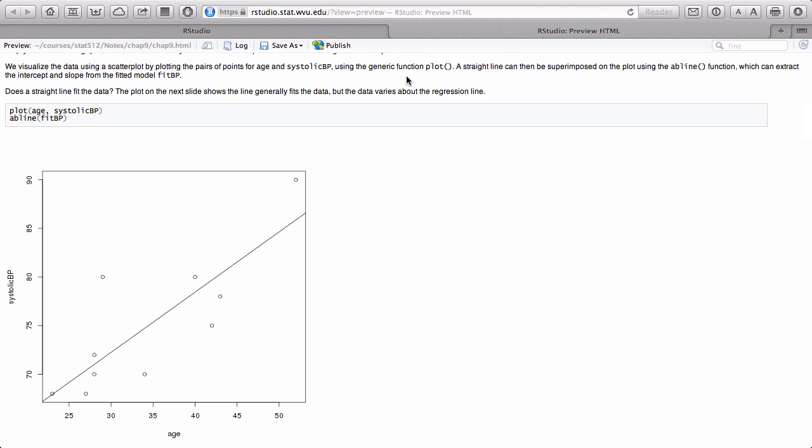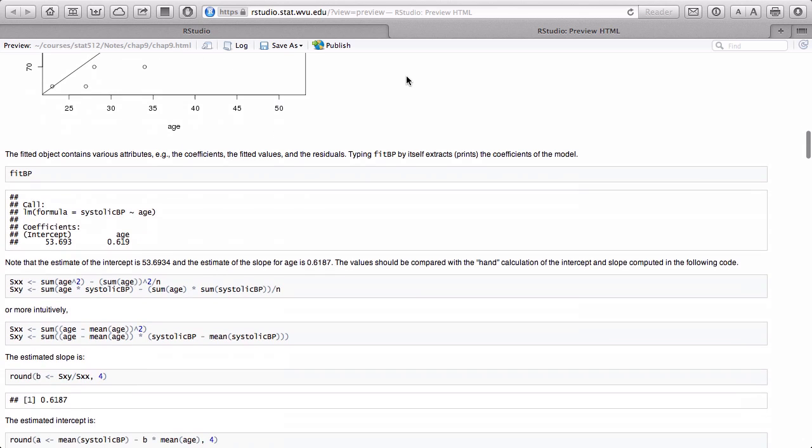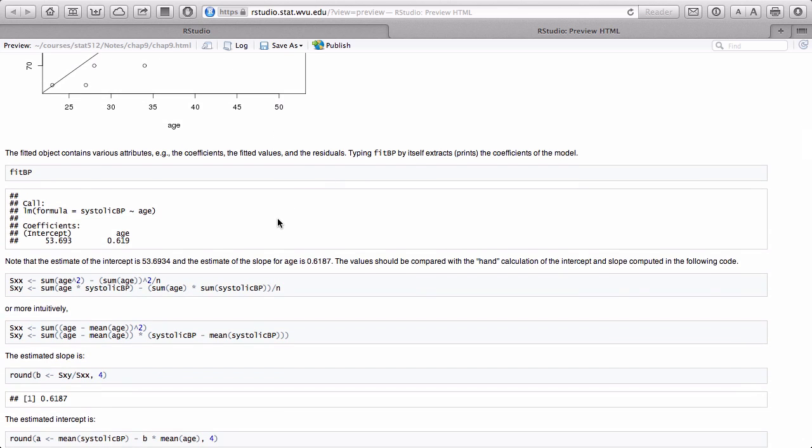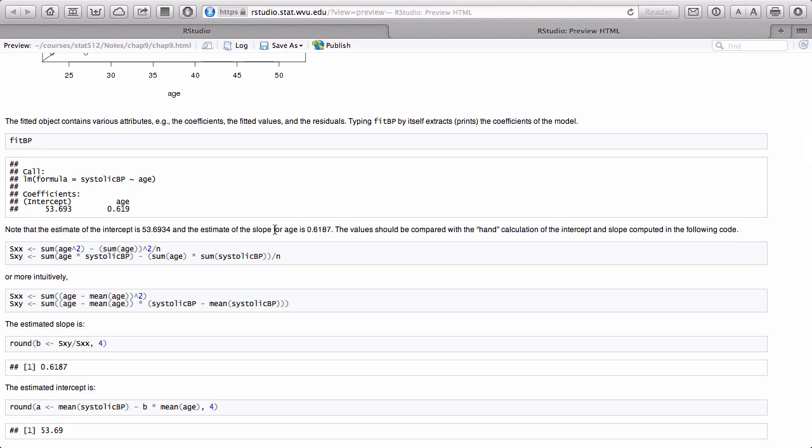So I say abline, after I say plot, age by systolic blood pressure, I say abline(fitBP), and that actually extracts the slope and the intercept and plots it. So what does fitBP look like? If I print the object, R will have some print representation, and for this initial print representation, which is the default print for the object, it just gives you the model, plus it gives you the parameter estimates, and that's it.